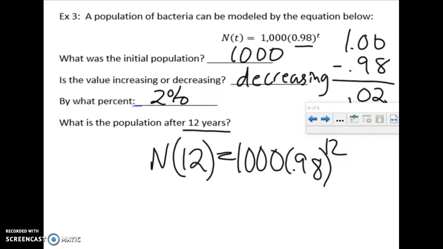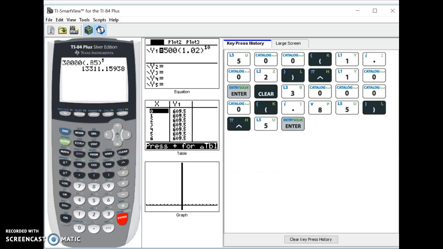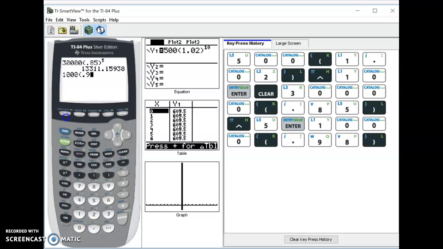Again, I'll show you how to use this with your calculator. If you don't have a calculator, you could use something on the internet, obviously, to help you with these calculations. So 1,000 bacteria is what we started with. It is 98 hundredths that remain, so a 2% decrease, and it's being done for 12 years.